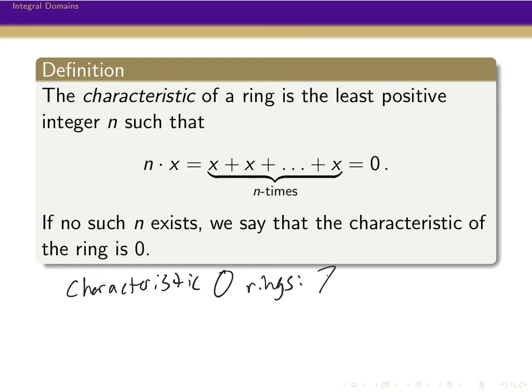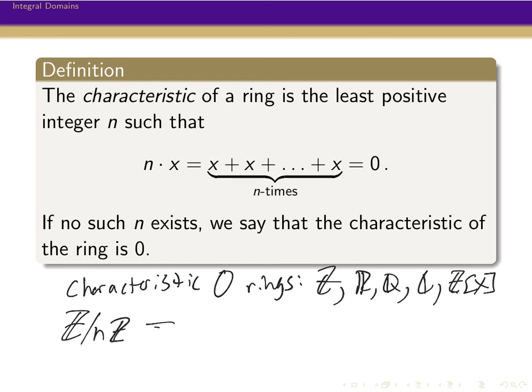This would be integers, real numbers, rationals, complex numbers, polynomials over any of these. So the integers, polynomials over the integers, or the rational numbers, etc. Those are all examples of characteristic 0 rings. Z mod nZ, on the other hand, has characteristic n. If you take anything in there, add it to itself n times, you're going to end up with 0, the 0 element.